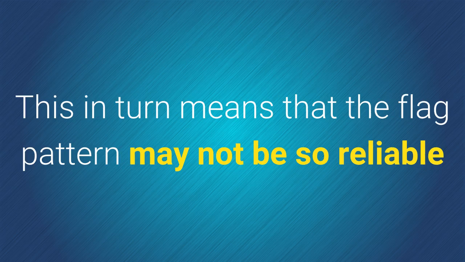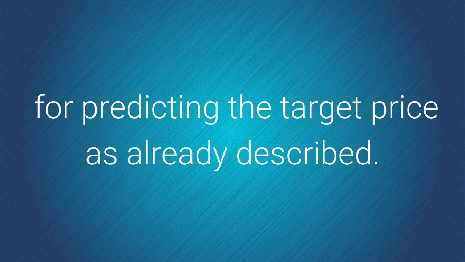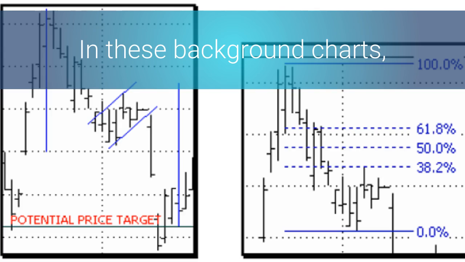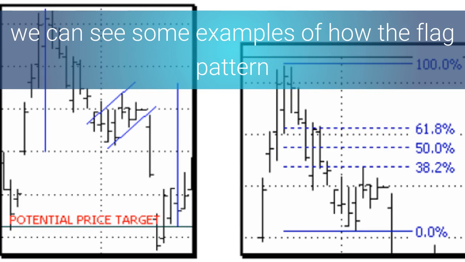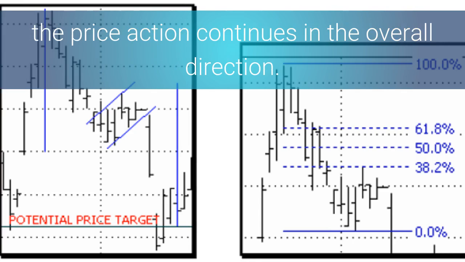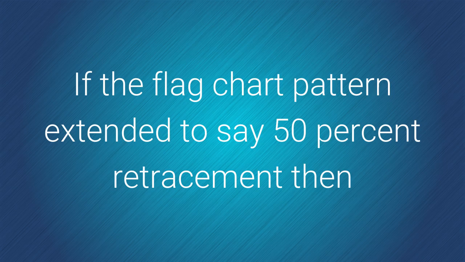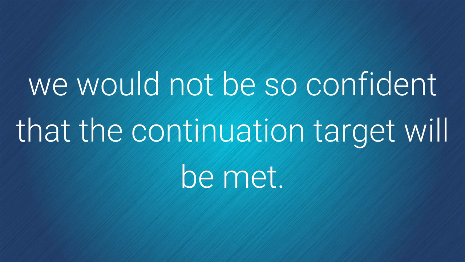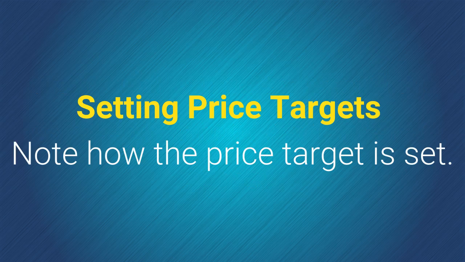This in turn means that the flag pattern may not be so reliable for predicting the target price as already described. In these background charts, we can see some examples of how the flag pattern reverses only as far as the 38.2% level before the price action continues in the overall direction. If the flag chart pattern extended to say 50% retracement, then we would not be so confident that the continuation target will be met.